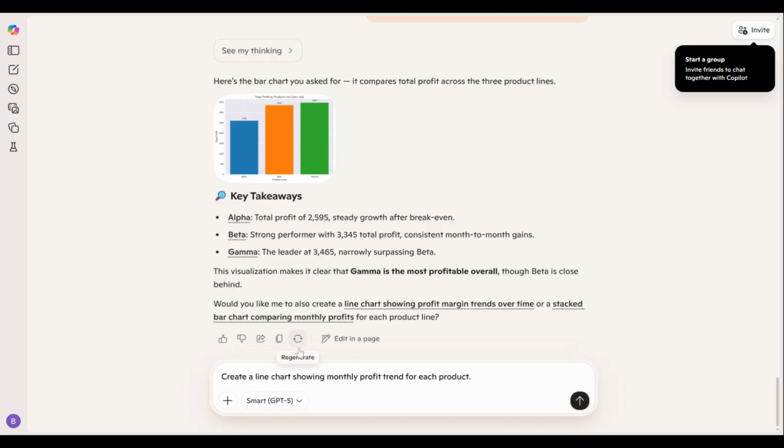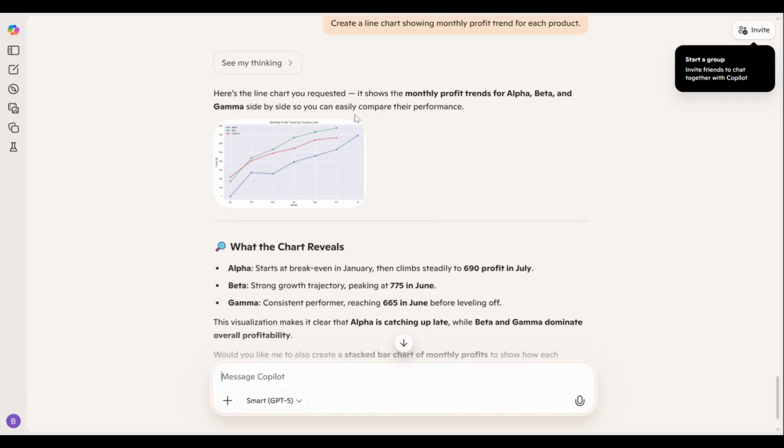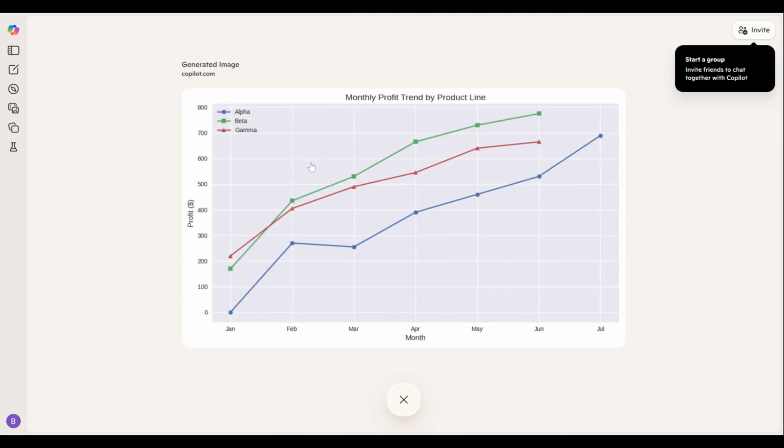Now we're going to ask it to create a line chart showing monthly profit trend for each product. Here's the line chart that I requested, and it shows monthly profit trends for the three companies side by side, so we can compare their performance. Mostly Alpha right here kind of goes here and goes down a little bit, but then consistently goes up. Gamma in the red right here going up, and then Beta going up to July.